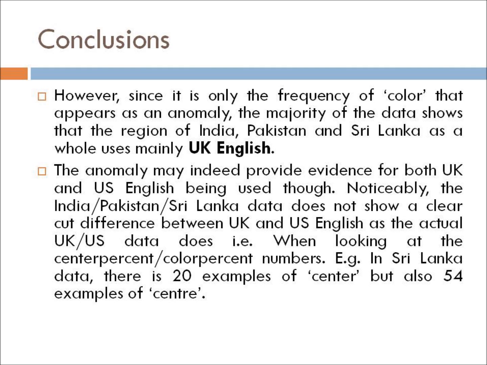However, since it is only the frequency of US colour that appears as an anomaly, the majority of data shows that my region as a whole uses mainly UK English. The anomaly might provide evidence for both UK and US English being used though. Also, the India, Pakistan, Sri Lanka data doesn't show a clear difference between the UK and US English like the UK-US data does. That is, when looking at the centre percent, colour percent numbers.